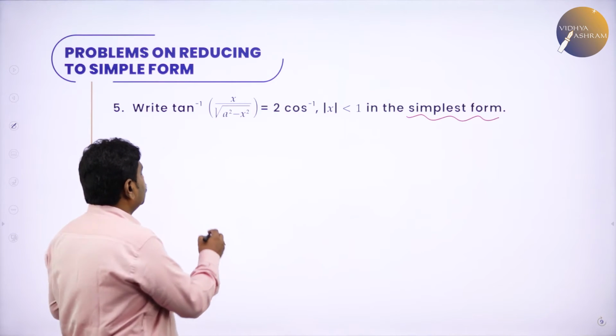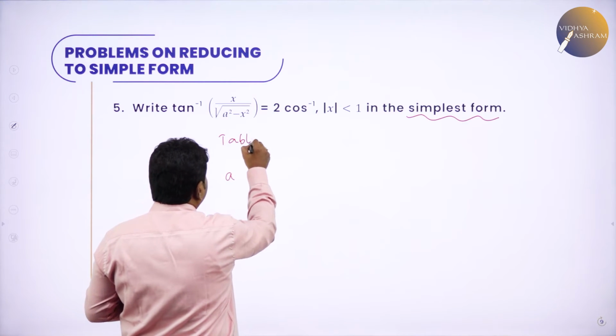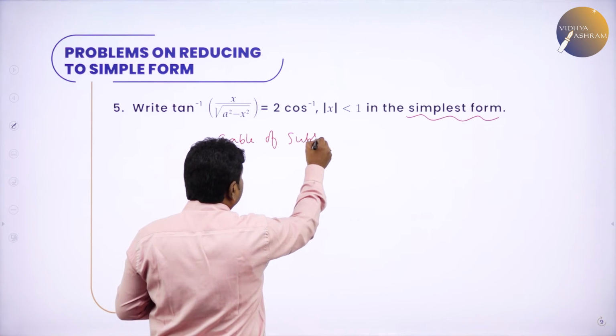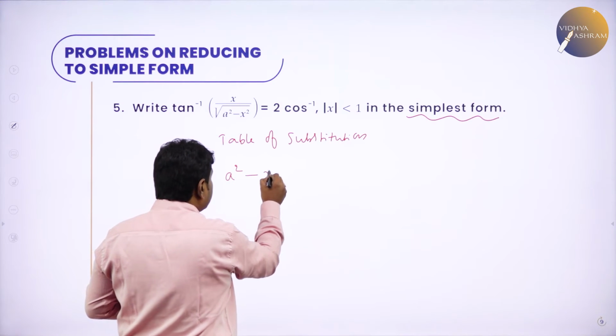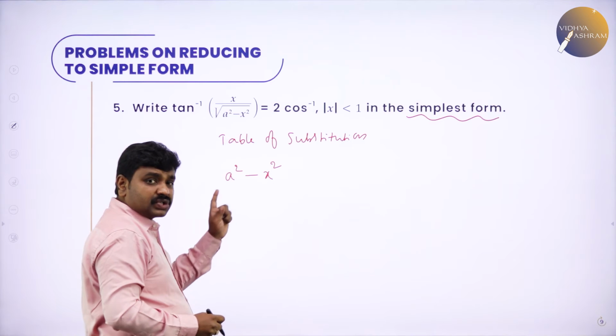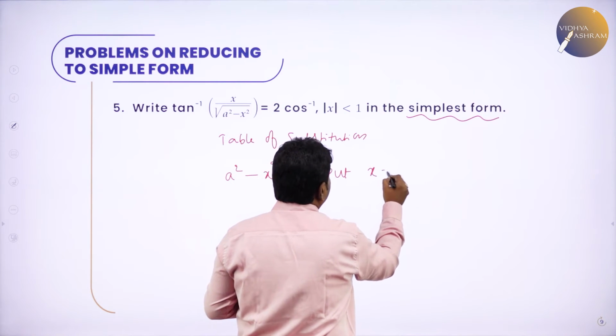Hint is simple. A square, see table of substitution. Table of substitution I'm writing. Please copy this table of substitution and memorize this. It will make your process faster. A square minus x square, put x as, generally we'll put x as what? A sin theta.